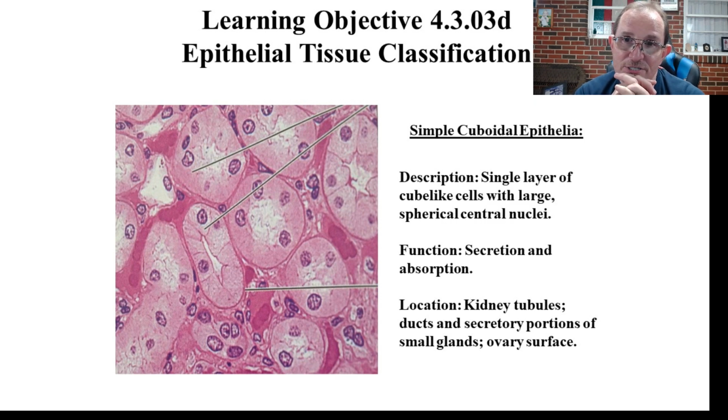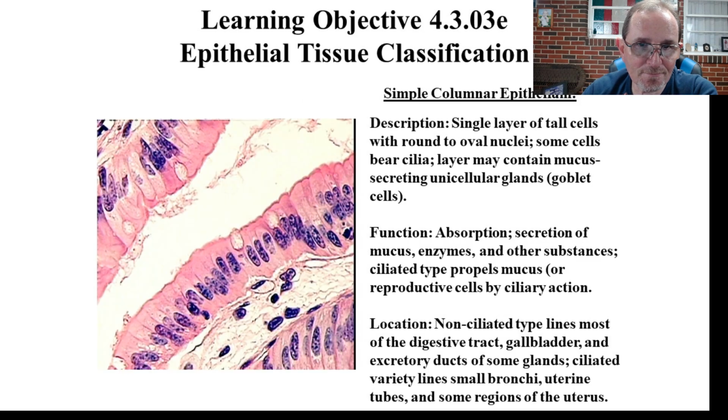These guys also are involved in secretion, absorption, kidneys, some of the glands, and on the ovary. Simple columnar, again, you look here, some of these you can see the boundaries between the cells, but you can see those elongated nuclei really well.